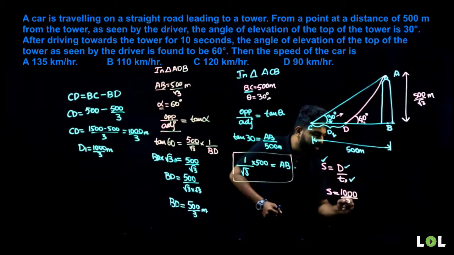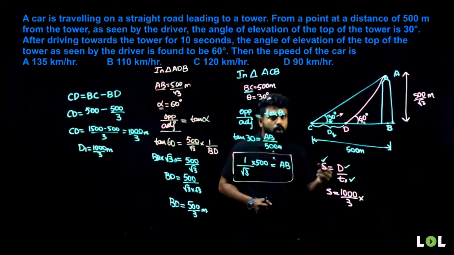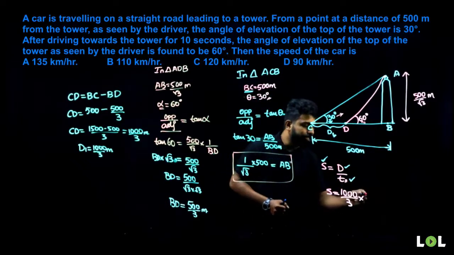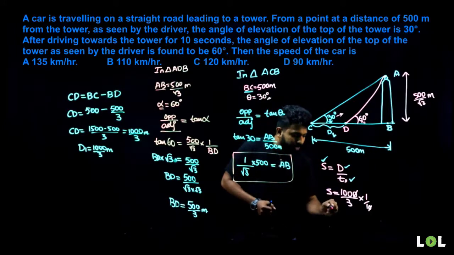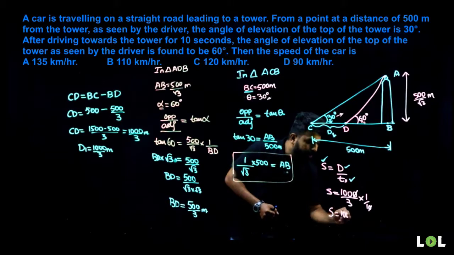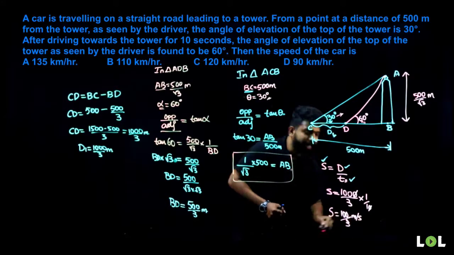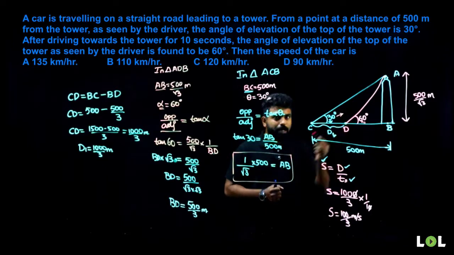1000 by 3 meters into time is nothing but 1 by 3. So time is nothing but 1 by 10. That gives me 100 by 3. So the speed will be 100 by 3 meters per second.